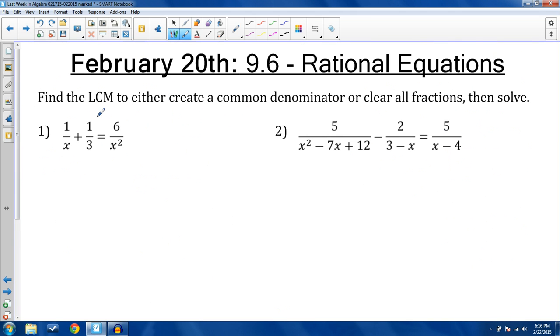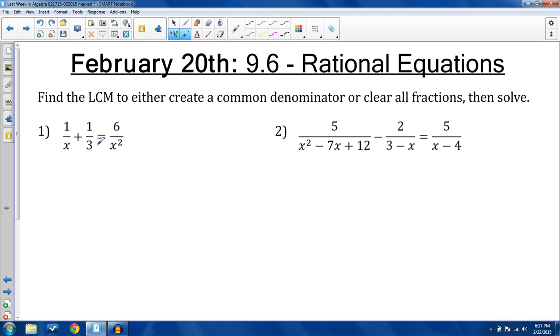Okay, final problems here. This one and then kind of a bigger one. Find the least common multiple to either create a common denominator or clear all fractions and then solve. So in other words, if I got a common denominator here, that would be awesome because if they're all dividing by the same thing and that side equals that side, then the top will be true. I'll explain that here.